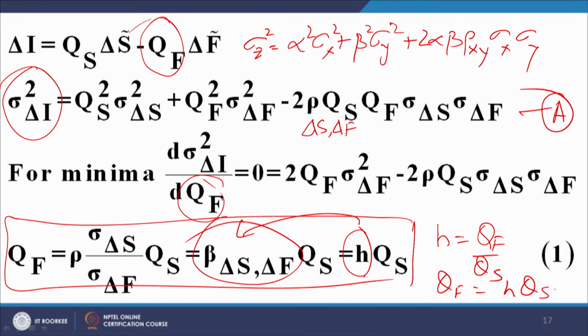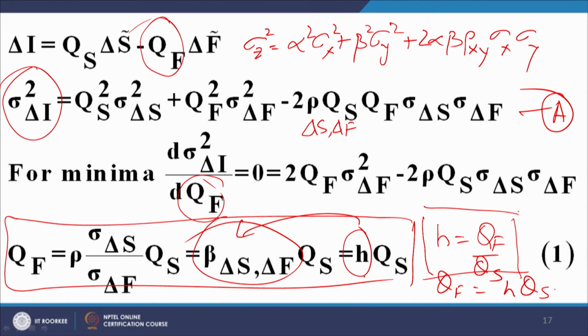Now, let me explain this important result. This is a very important result in the context of futures hedging. The hedge ratio, the standard definition of the hedge ratio, which operates for all hedges, is given by this expression: H is equal to QF upon QS. The exposure that we take in the futures market divided by the exposure that we have in the cash market or the spot market. That is the standard definition of the hedge ratio.